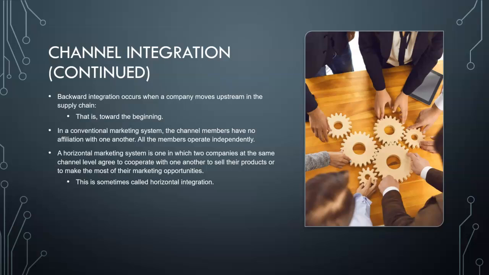A horizontal marketing system is one in which two companies at the same channel level agree to cooperate with one another to sell their products or to make the most of their marketing opportunities. This is sometimes called horizontal integration. So two grocery stores agree, okay, we're going to go with this wholesaler or distributor so that we can sell this bread in both of our stores.